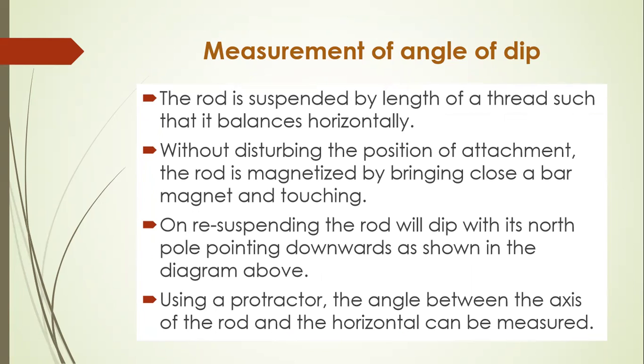Now, the suspended rod will dip with its north pole pointing downwards, as shown in the diagram above, which we have seen illustrating the angle of dip. So using a protractor, the angle between the axis of the rod and the horizontal can be measured. From there, you can determine the angle of dip by using a protractor. I hope it's clear.